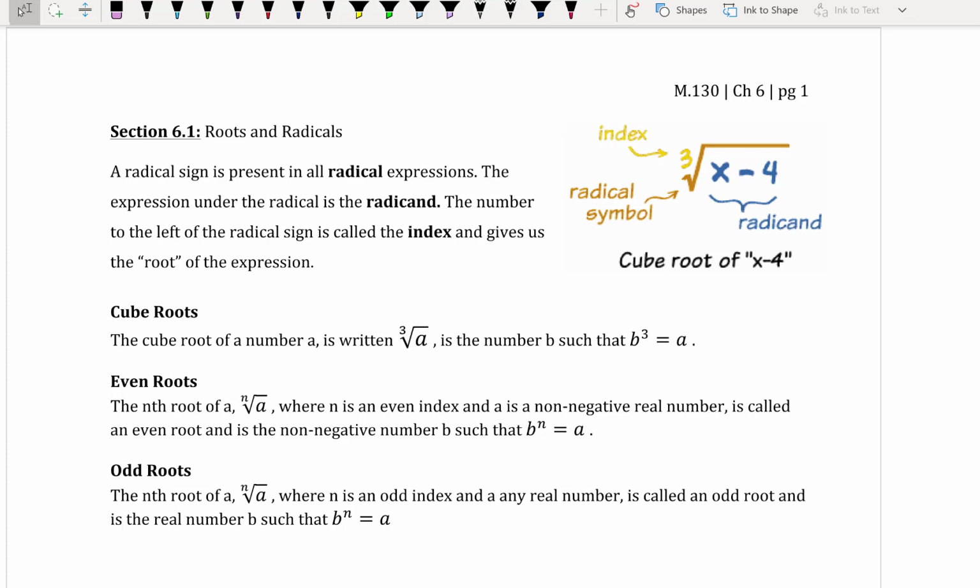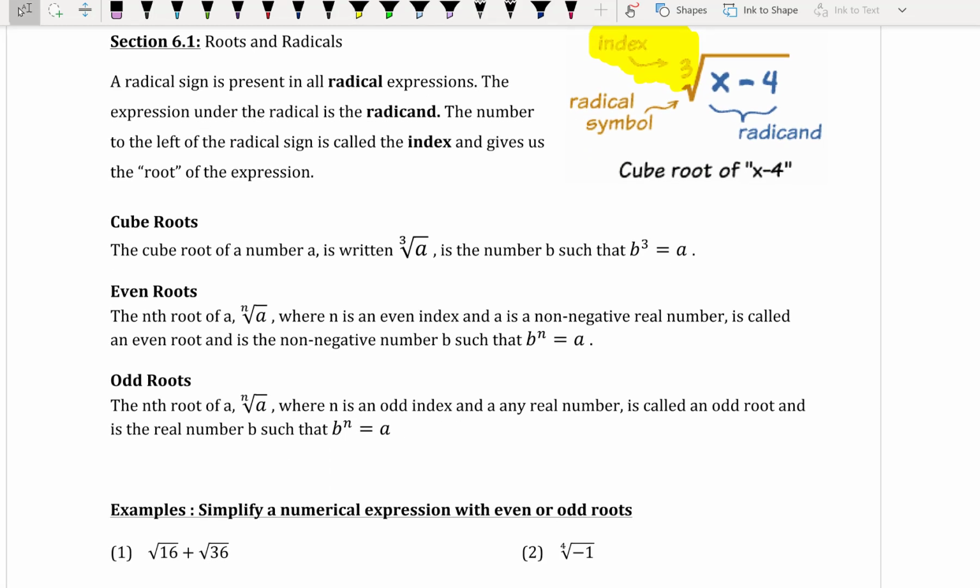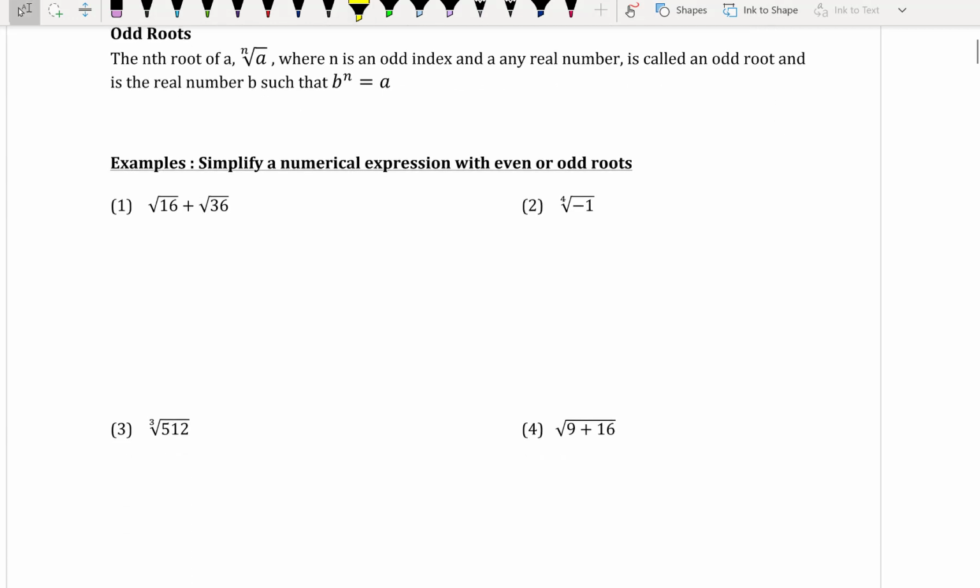So here we have radical expressions, and with our definitions we have the radicand, which is everything underneath the radical, and we also have the index. I'm going to be referring to the index a lot, because it determines a lot of the different ways we interpret a problem. If I have a cube root, that means my index was 3. If I have an even root, that means my index was even. If I have an odd root, then that means I had an odd index, okay? So let's go into simplifying our expressions.